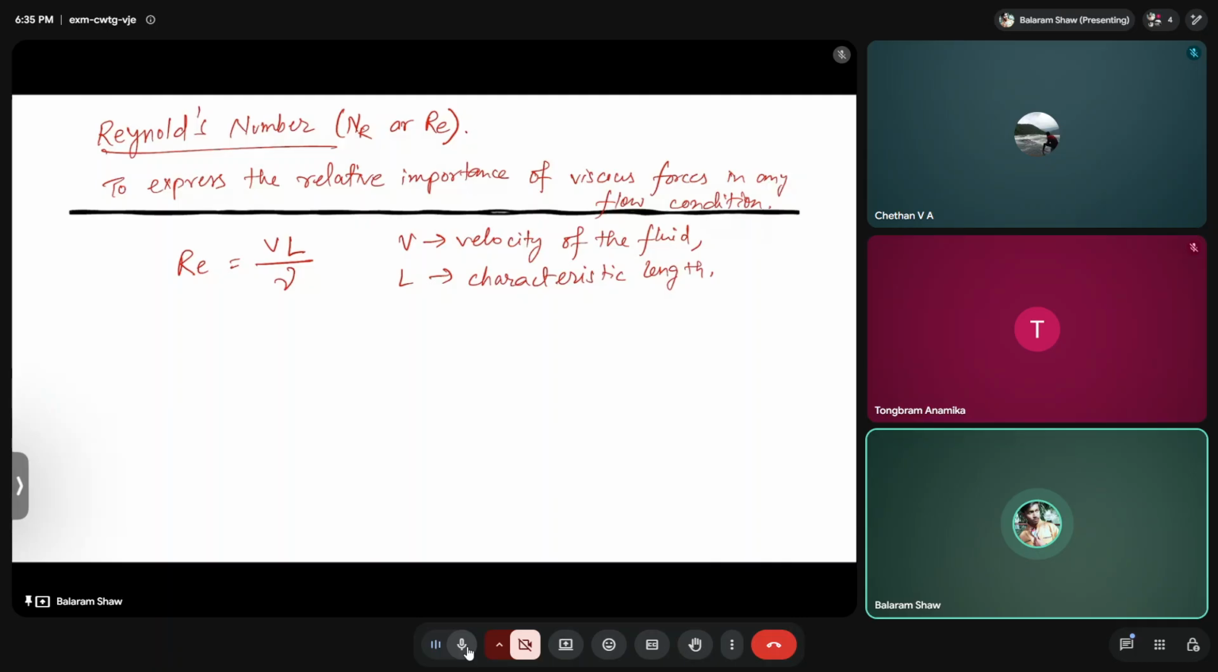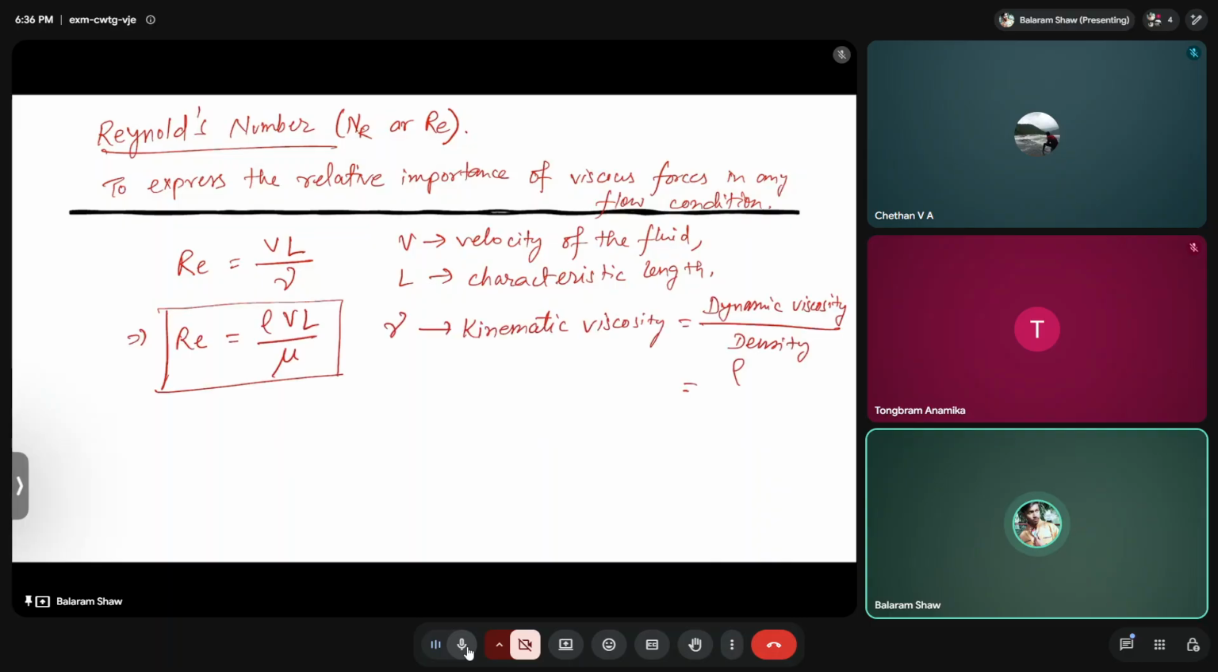Next we have nu. Nu is the kinematic viscosity, and it can be written as dynamic viscosity by density of the fluid. Somewhere you will see that Reynolds number is also written as rho VL by mu. Here dynamic viscosity is mu and density is rho. That's how we can write this.